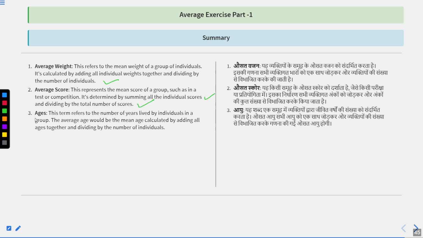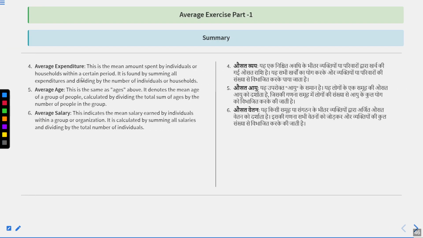Clear? Third one is average age. This term refers to the number of years lived by an individual in a group. The average age would be the mean age, calculated by adding all ages together and dividing by the number of individuals. Clear? Average expenditure. This is the mean amount spent by an individual or household within a certain period. It is found by summing all the expenditures and dividing by the number of individuals or households.